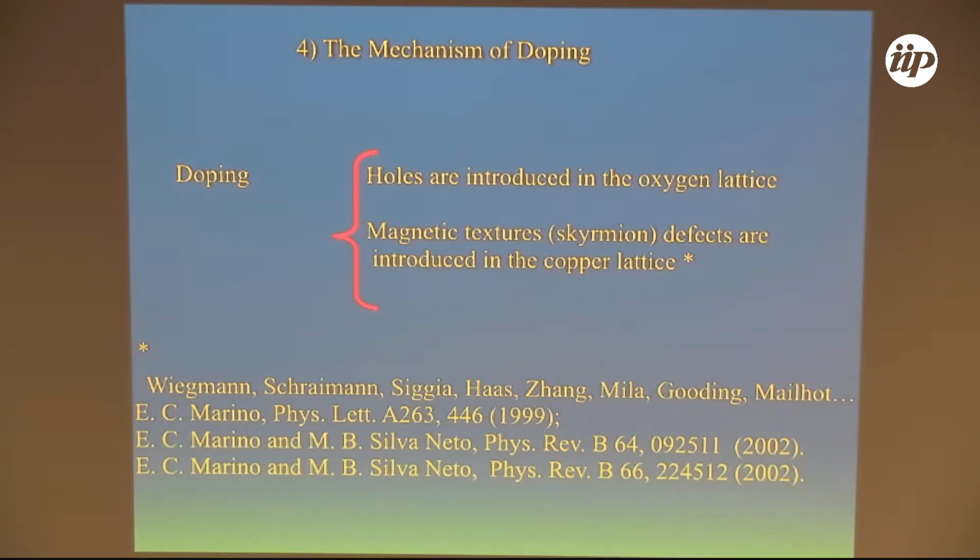So the mechanism of doping: as we dope the system, we introduce holes in the oxygen lattice. And at the same time, these holes create skyrmions, defects in the copper lattice. This is an old idea advanced by Pasha Wiegmann, Shraiman, and many people, which we explored in these papers with Marcelo Silva Neto. Using this idea, we were able, for example, to describe the antiferromagnetic dome of LSCO.